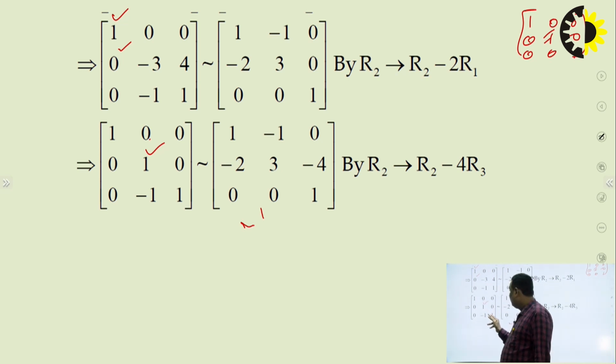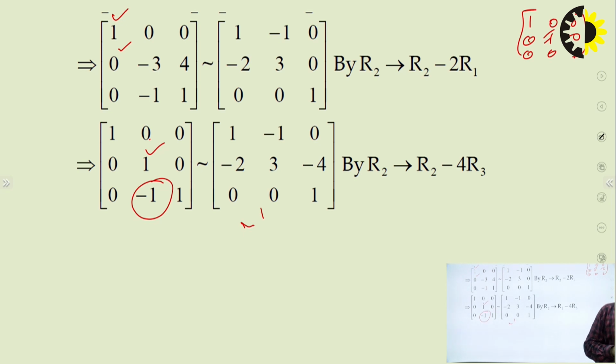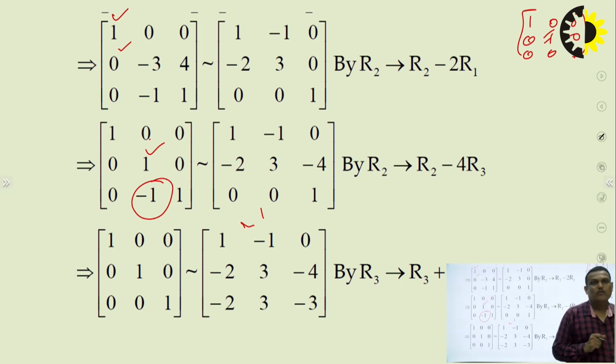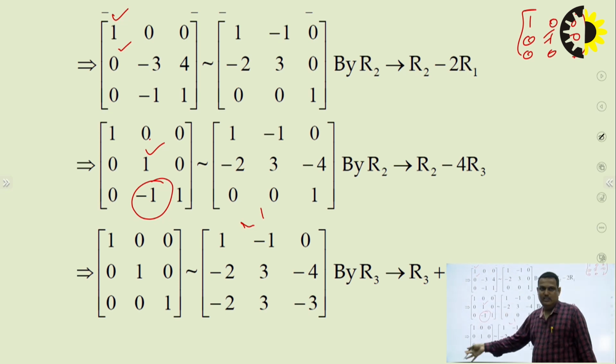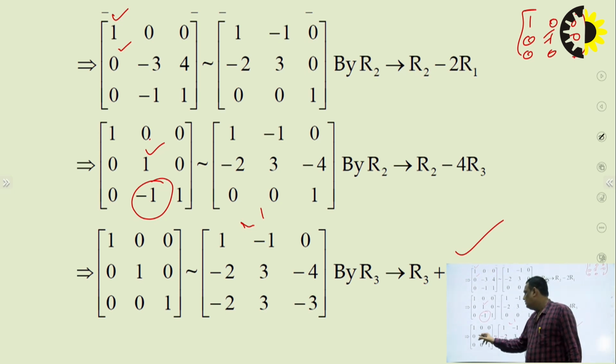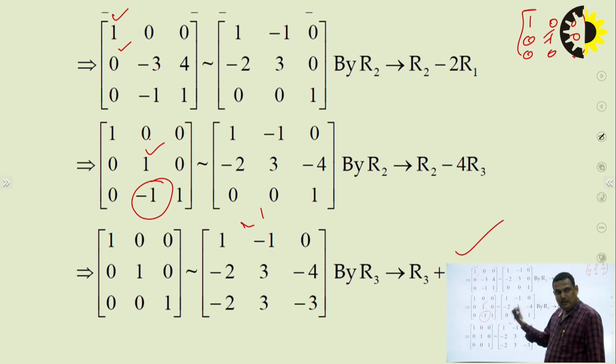A32 is minus 1, so A32 should also be 0. So what is the main operation for A32 to be 0? Now the main operation is in R3, we use R3 plus R2, 1 minus 1, this will be 0. So R3 plus R2, so 1 0 0, 0 1 0, 0 0 1, and same operation applied in right hand side, so minus 2 3 minus 3.